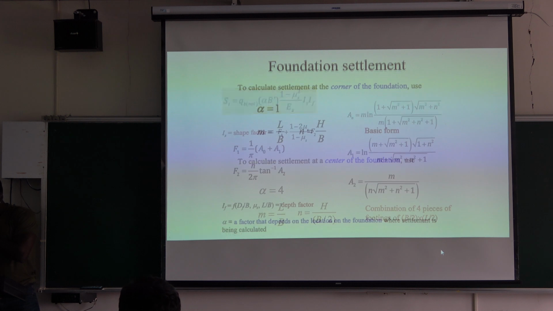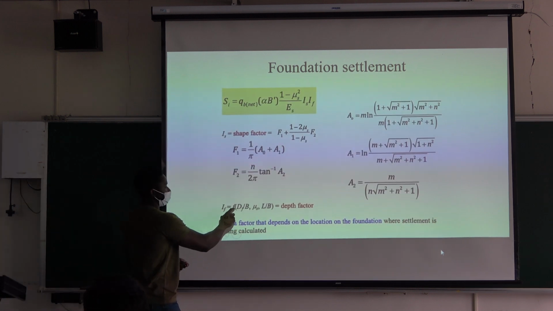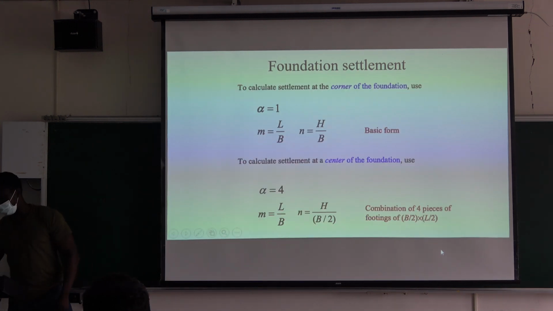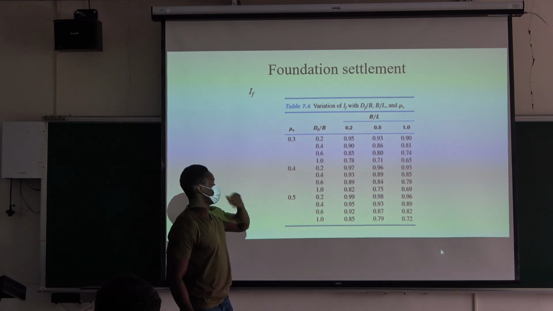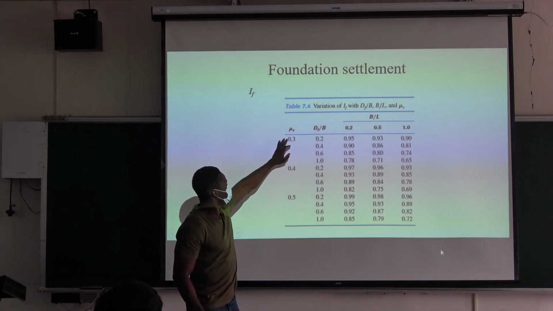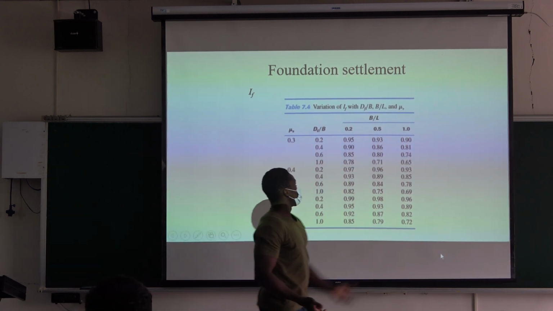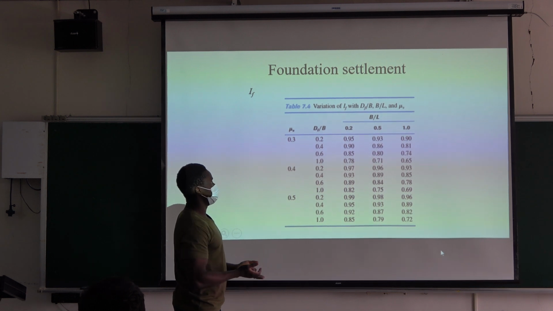And then here we already mentioned, right? This I sub f is a function of this, and this. So here they just made a table for us. Okay, so first thing first, we just know, what is our Poisson ratio? Maybe we say it's 0.3. So it can be any of this, right? Something like that. So you ask yourself, what is our df over b?